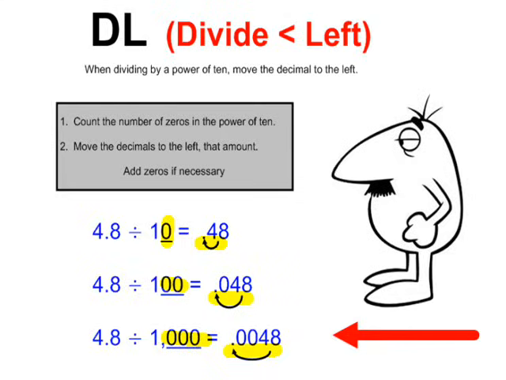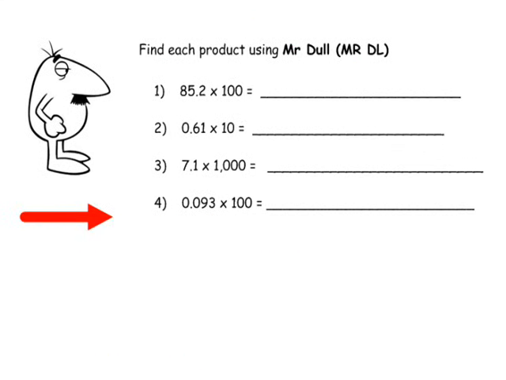All right, let's try a few of these. Let's start with Mr. M. So multiply to the right. Here we're multiplying 8.52 times 100. There's 2 zeros. So what I like to do is just put my number on the line here, and we're moving the decimal 2 to the right. 1, 2. So it'd be 852.0, or 8,520.